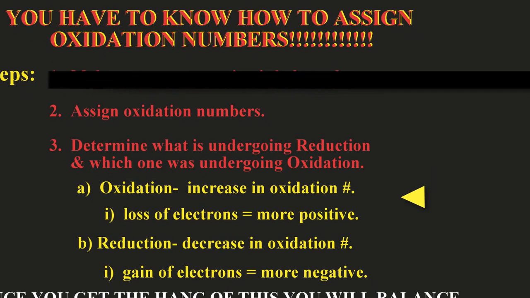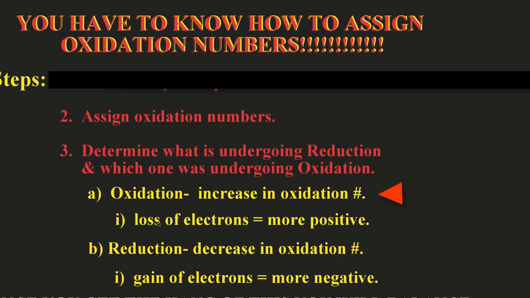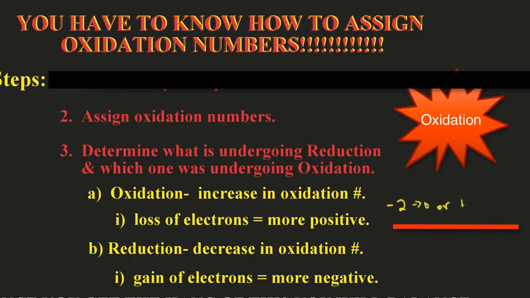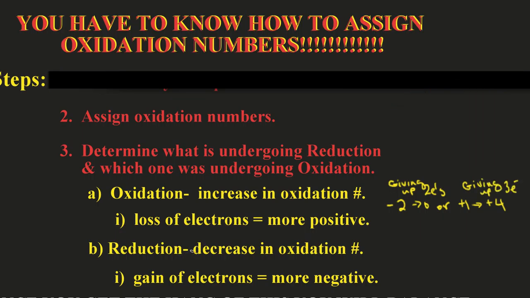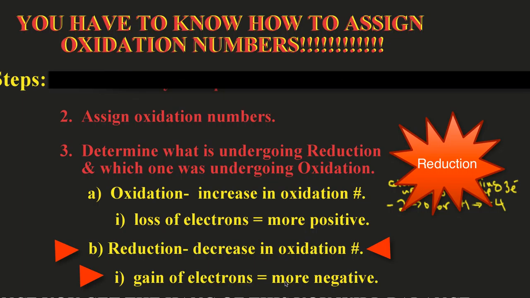If it increases an oxidation number, in other words, it's lost electrons, it's oxidation, and you will see it go more positive. So it'll go from a -2 to 0, that's oxidation, or +1 to a +4. All right, this is giving up 2 electrons. Giving up 3 electrons. And then reduction is the exact opposite, right? It would only make sense that it's the exact opposite, a decrease in oxidation number. Why? Because we're gaining electrons. So it's becoming more negative.